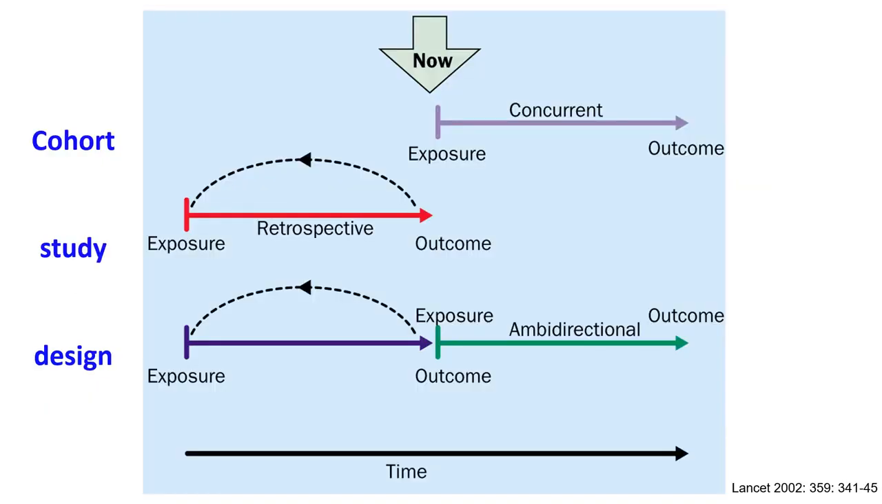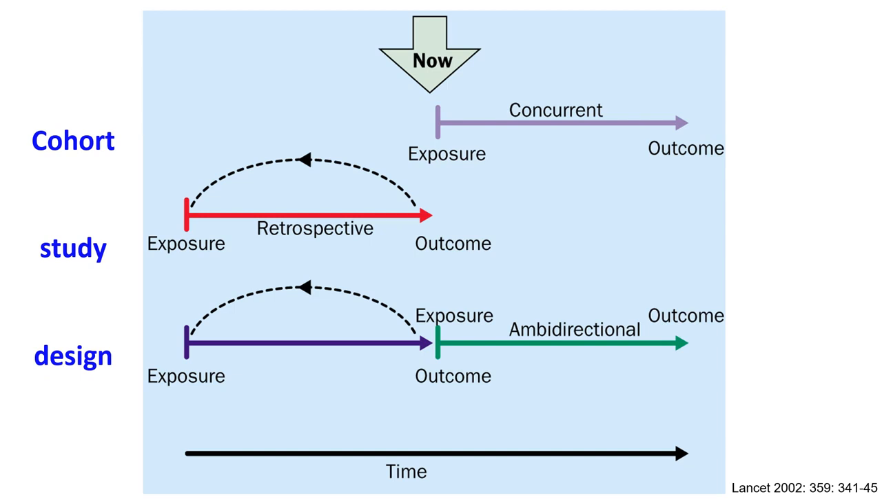Let's have a look at this graph. First, look at the top purple line and look at now. At present, only exposure has occurred. And now we are following the exposed and unexposed, the entire cohort, into the future to see how many among the exposed develop the disease of interest and how many among the unexposed develop it. So this is a prospective cohort study design, or the concurrent cohort study design, the purple line on the top right.